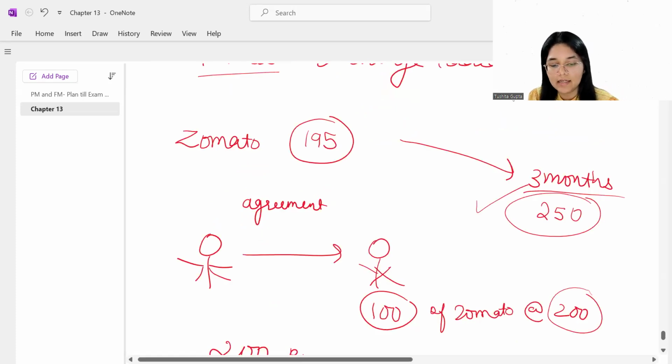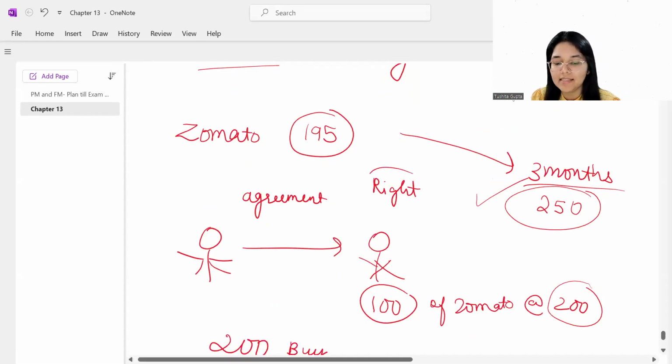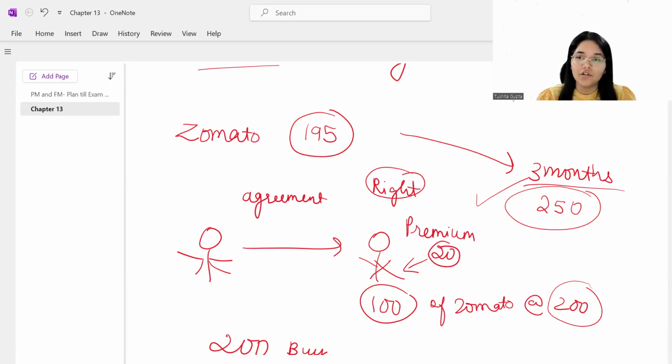This right that you get to buy something from someone at a later date, at a fixed price, the price which you have fixed today, comes at a price, and the price is called premium. So let's suppose he charged you 20 rupees to give you that right. So this person has gotten 20 rupees from you to give you that right that, okay, 3 months from now, I will sell you 100 shares of Zomato at 200.